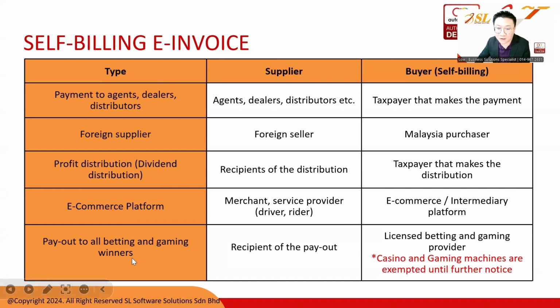And then the last one, okay, the gaming lottery. You buy lottery is their income. You win lottery is their expenses. So they cannot simply pay you. If they simply pay you, they cannot deduct tax. That's why I need your IC.